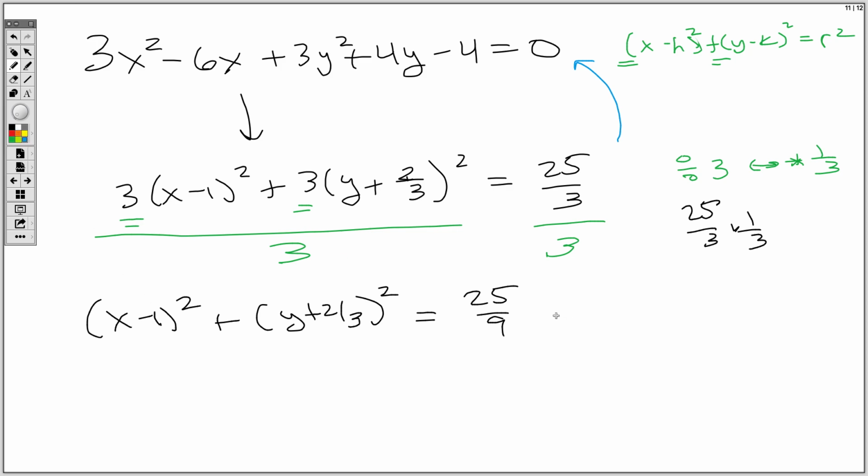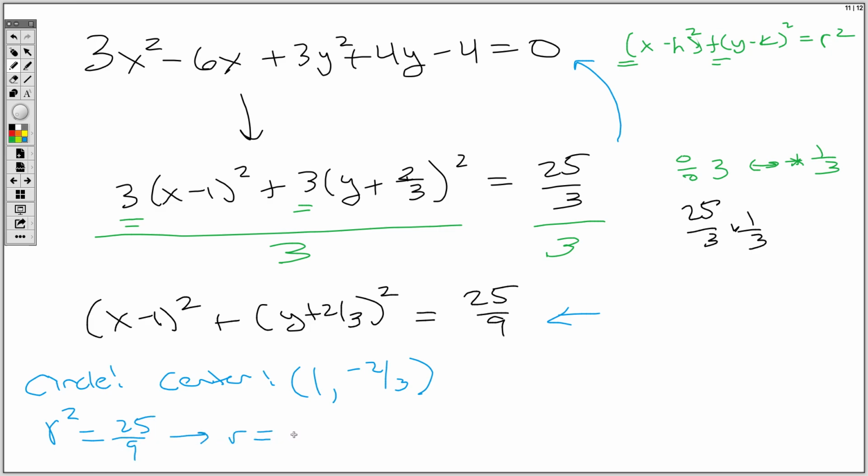And so now we can see we've got a circle centered where? Well, I take the opposite here from the x, so I'm going to get a positive 1. The opposite here from the y, I'm going to get a negative 2/3. And what's my radius? Well, the radius squared is 25/9. So the radius is going to be the square root of that. Remember, square roots work well with multiplication and division. So that's going to be 5/3.